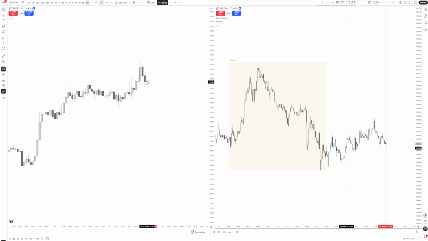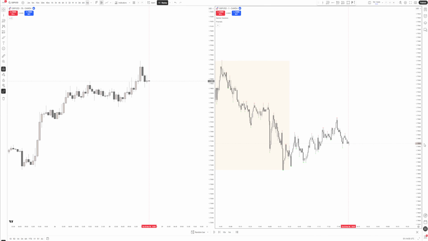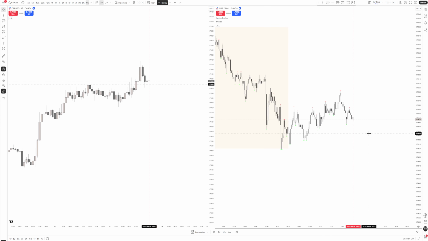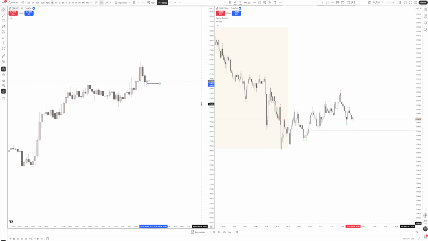Okay, so now we are at 6 p.m. It's a Tuesday, and what we're looking for is price to break the low of that 1-hour candle, which is here. Let's just mark that out for a second, which is this one here. We need to see that break.